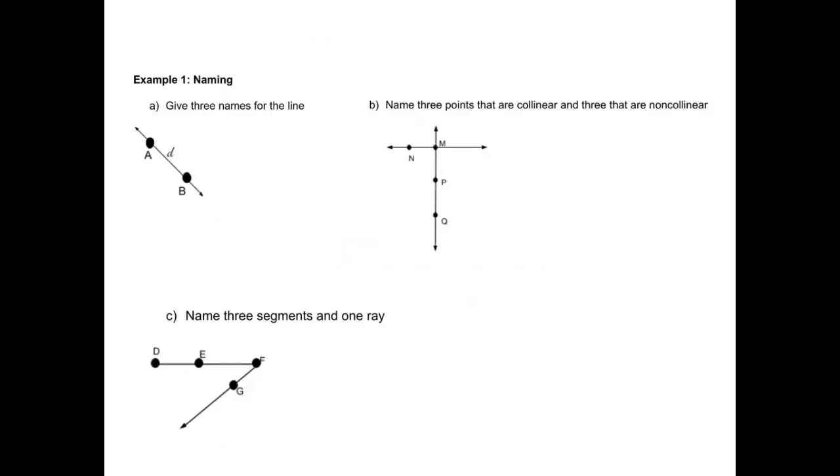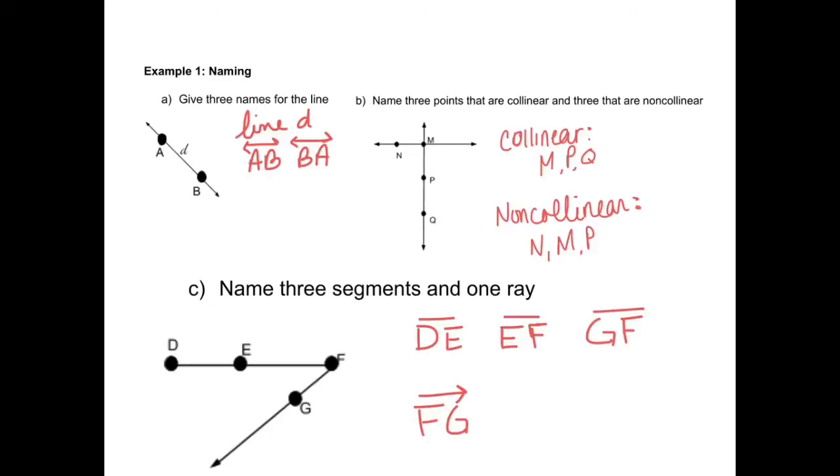To emphasize the options here, in this example for naming, I want there to be 3 names for this particular line. Name 3 points that are collinear and 3 that are non-collinear, and name 3 segments and 1 ray. So you can have a very simple diagram. Each of these separately are very simple diagrams, but there's a lot of information to get from it. So here are the answers.